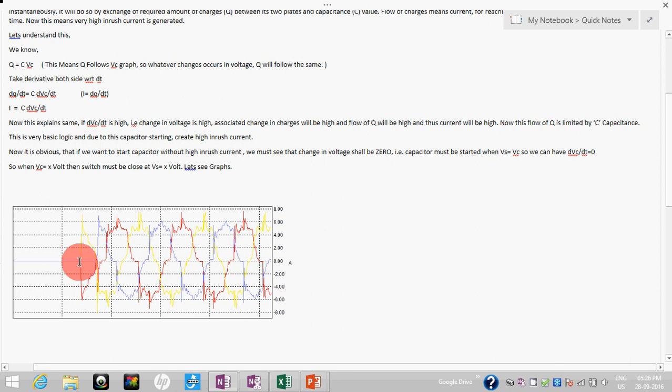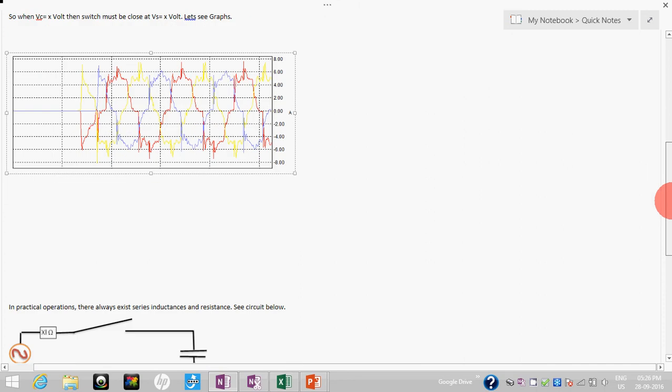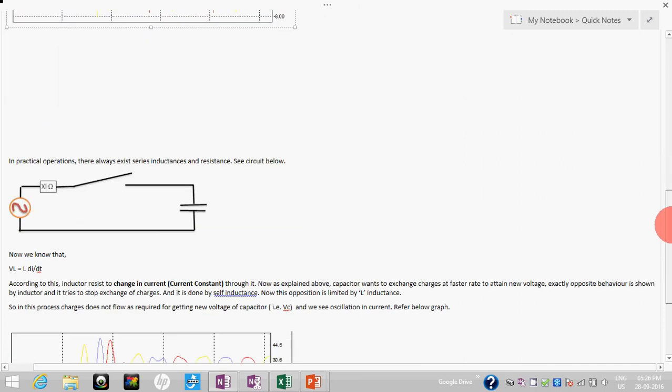If you see, this capacitor has started at 0 voltage. There is no inrush current actually, but in steady state the current is at peak, and the current should be at peak when the voltage is 0. This is a practical waveform of this. Now we'll see what happens in practice.